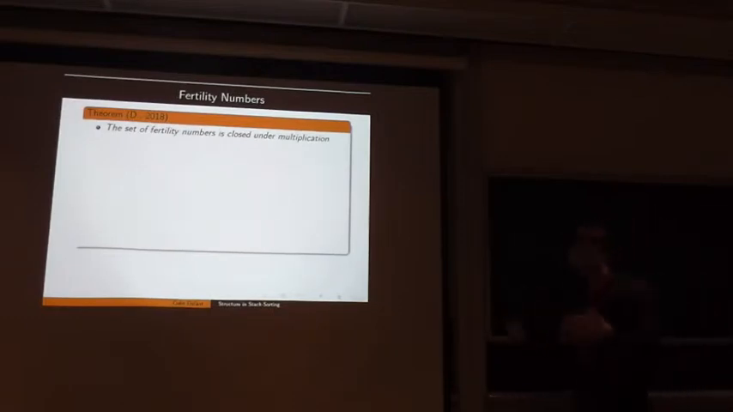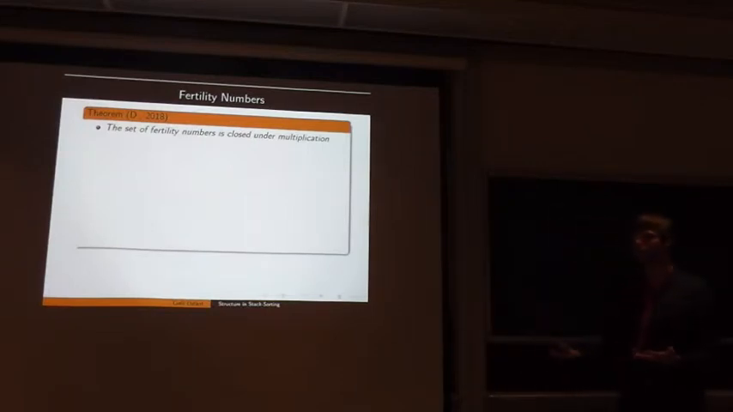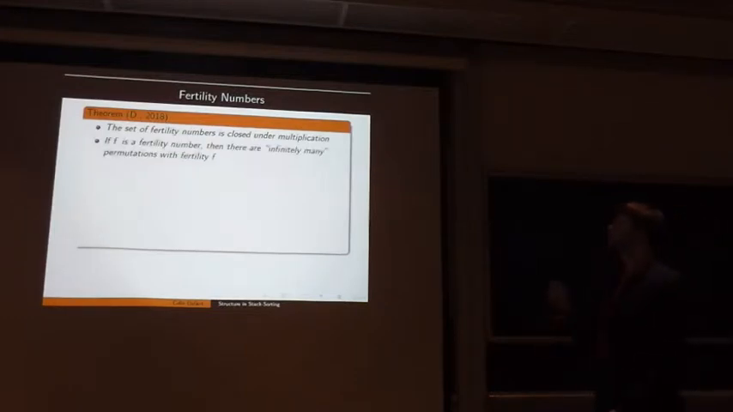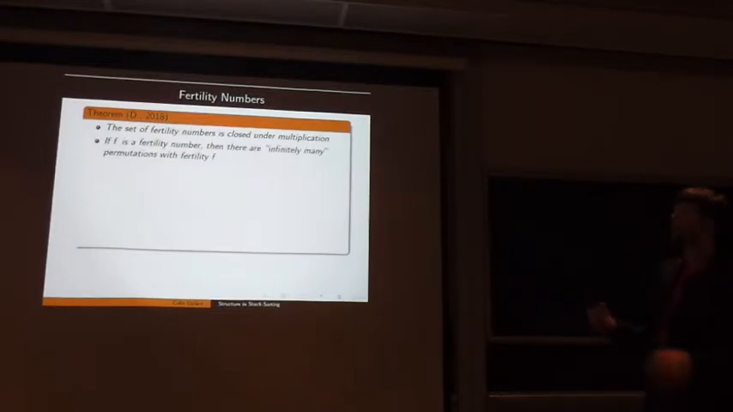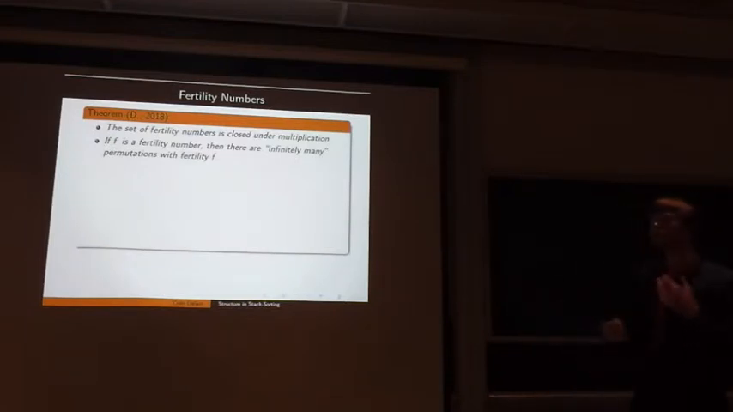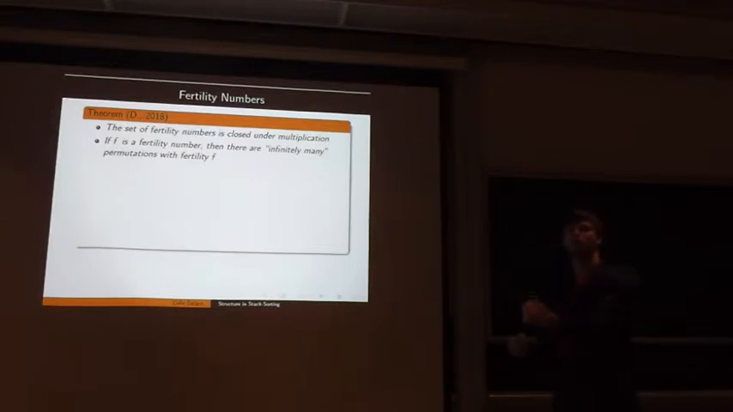Sure. In fact, we've seen that there are a lot of permutations with fertility 1. These are the uniquely sorted permutations, counted by LaSalle's sequence. So you can ask, does this happen in general? And the answer is yes. If F is a fertility number, then there will be infinitely many permutations with fertility F. So once F is the fertility of one permutation, it'll be the fertility of infinitely many.